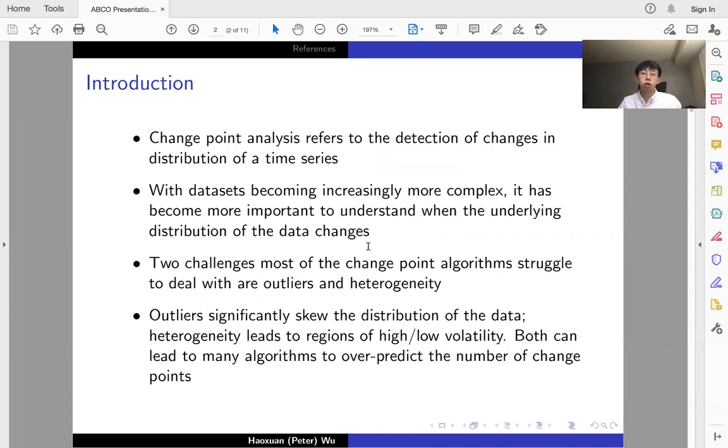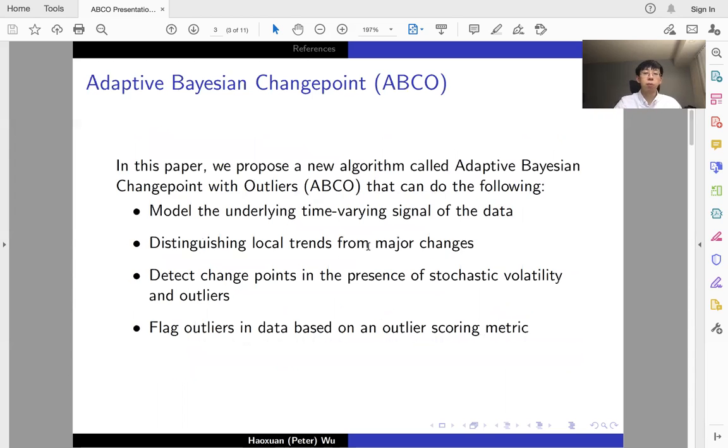To introduce, change point analysis refers to detection of changes in the distribution of time series. This is becoming an important area to understand the underlying distribution of the data. In this paper, we try to deal with two challenges that have really made change point algorithms very difficult, which are outliers and heterogeneity. We propose a new algorithm called adaptive Bayesian change point analysis with outliers, short for ABCO, that's really designed to deal with both of those situations.